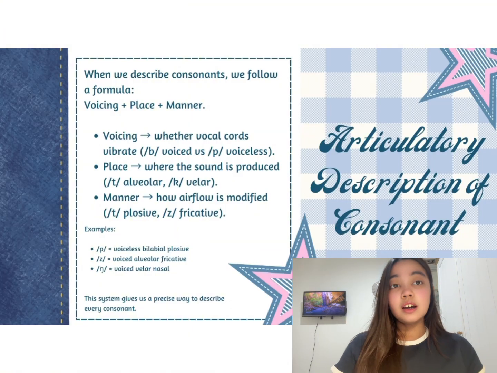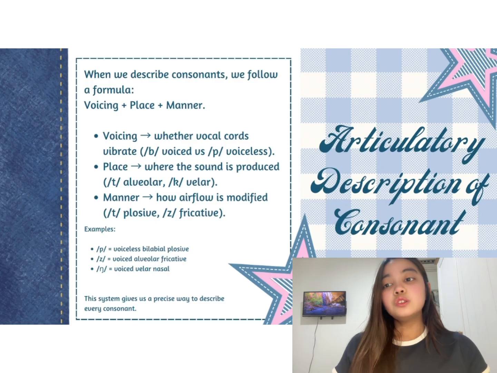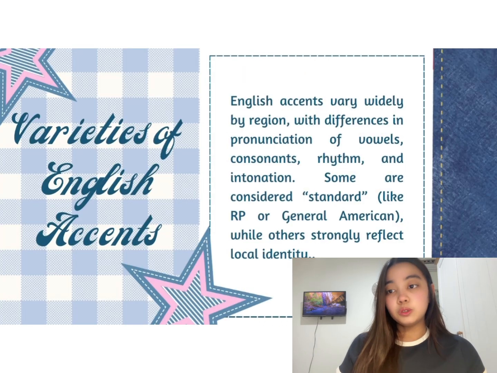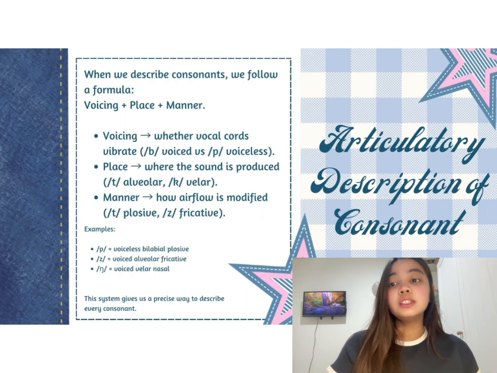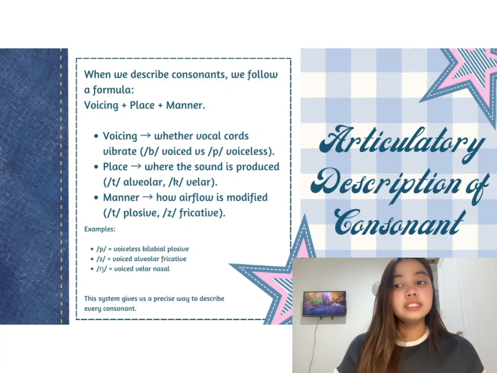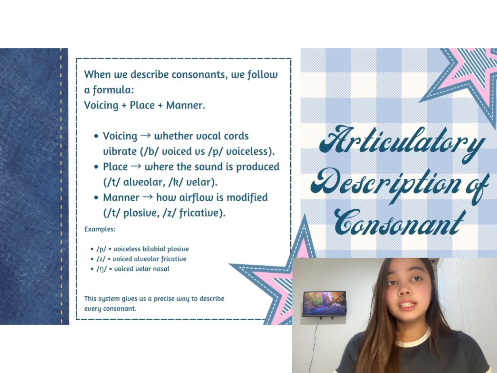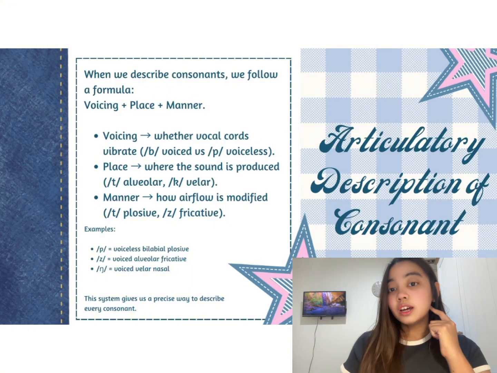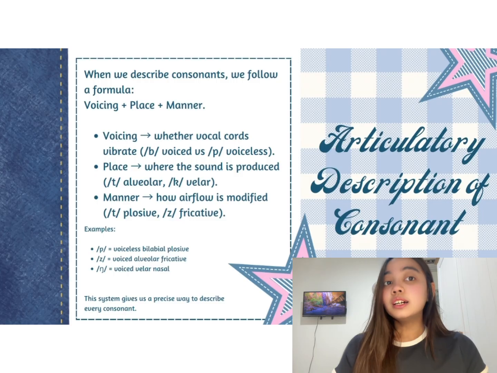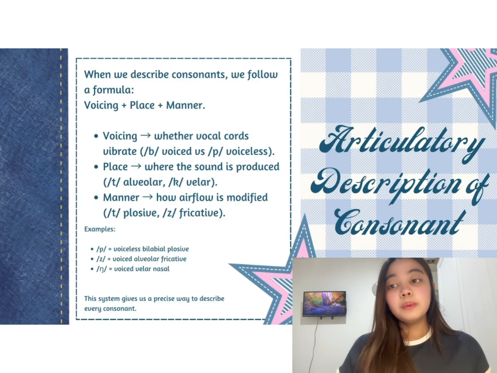Next is place of articulation. This refers to where in the vocal tract the sound is produced. For instance, the sound t is an alveolar sound, which means it is produced when the tongue touches the alveolar ridge just behind the teeth. Th, th. Meanwhile, k is a velar sound because it's produced in the back of the mouth, near the velum. K, k.